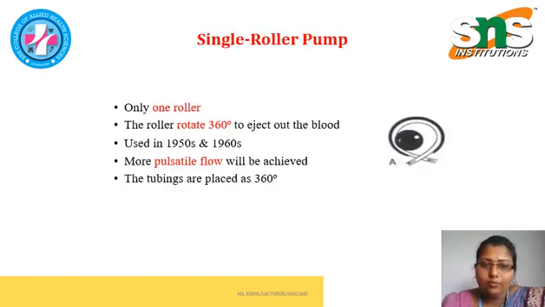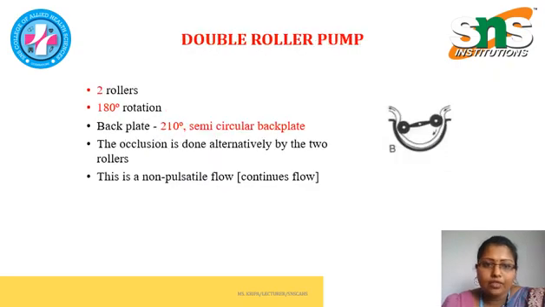For single roller pump, only one roller is available and it rotates through 360 degrees to eject blood. Used in the 1950s and 60s, more pulsatile flow is achieved. The tubing is placed at 360 degrees. For double roller pump, two rollers are available, 180-degree rotation. Backplate is a 210-degree semicircular backplate. The occlusion is done alternately by the two rollers, and the flow is non-pulsatile.